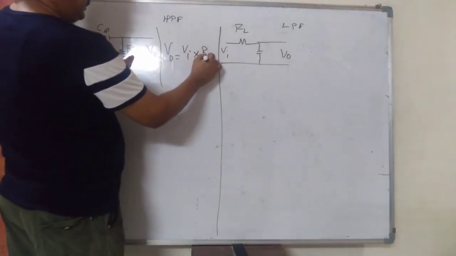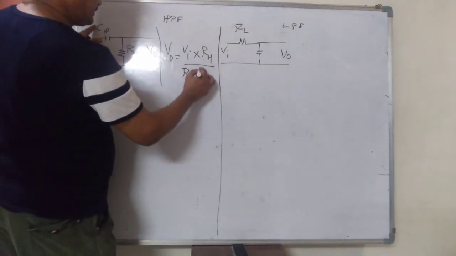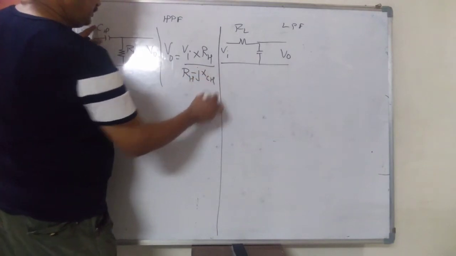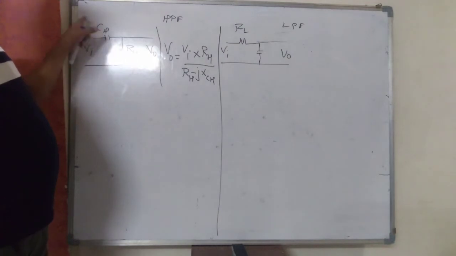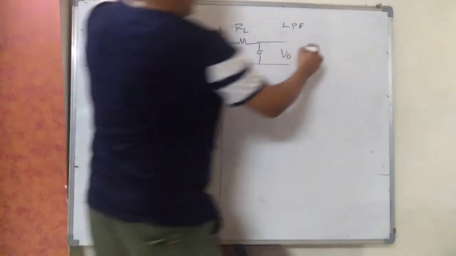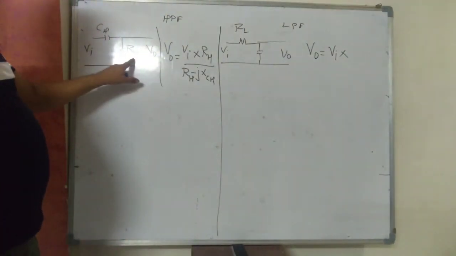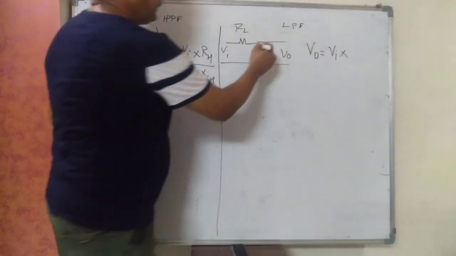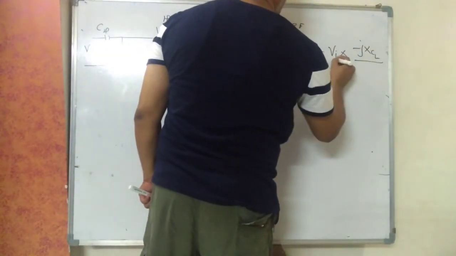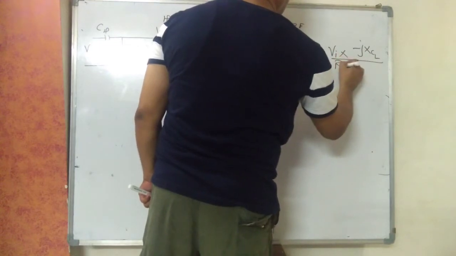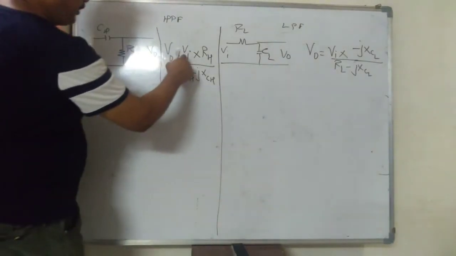VI into RH upon this plus this, RH minus, the capacitor is written as minus jX. So output is input into this upon this plus this. Similarly on that side, VO is equal to VI into, here we have written RH, here it is the capacitor, minus jXCL upon RL minus jX. Right? So VO upon VI is gain.